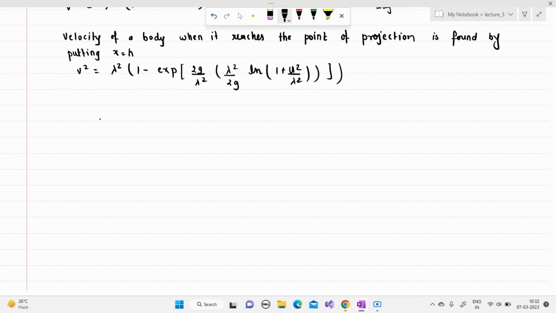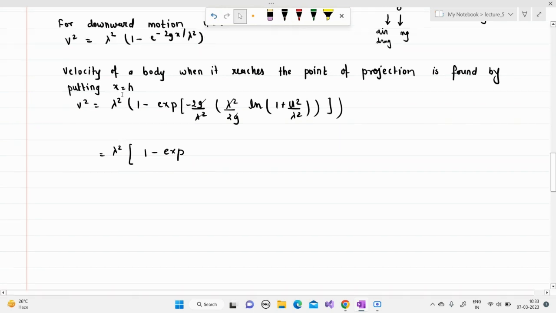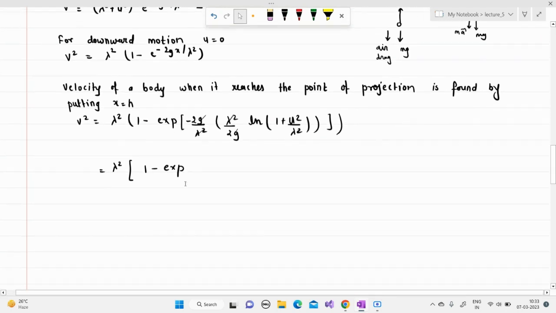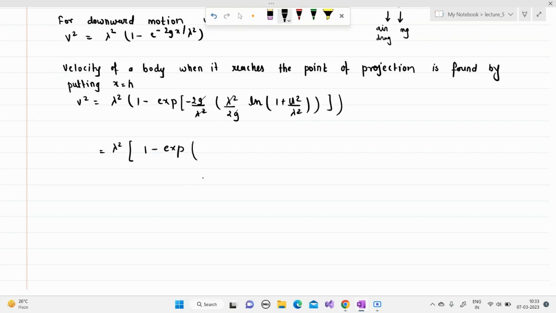we can find, just simplify this: lambda square 1 minus exponential, this and this get cancelled, this and this also get cancelled. So exponential and log also get cancelled. Oh sorry, I have missed a minus sign here. It was minus, yes, minus 2gx. So here it will come minus log of 1 plus u square by lambda square.